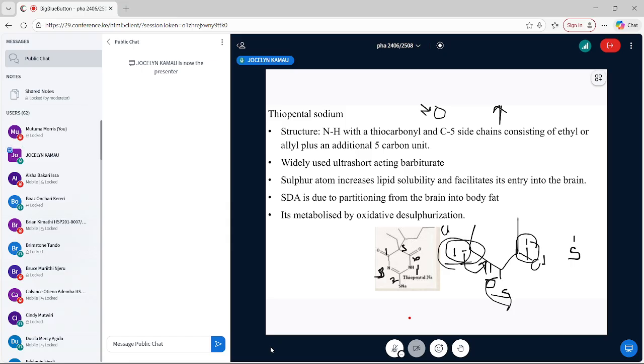At positions 2, 4 and 6, there must be carbonyl groups for it to be a barbiturate. If you have another group, the compound acquires a different name. You can see it's a pyrimidine with 2,4,6 trione. Pyrimidine 2,4,6 trione is the basic structure of the barbiturates.